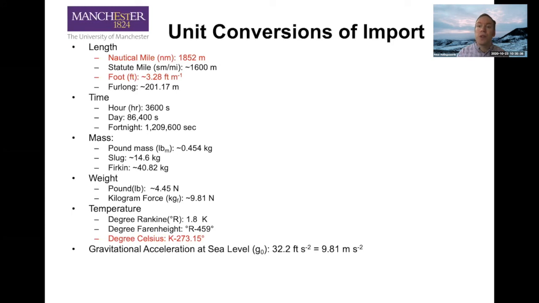Fortnight, a day, an hour. Something to remember, a day is 86,400 seconds. Comes in really handy when you're doing certain aircraft environmental metrics. And then, of course, we have our conversions between our relative and our absolute temperatures. And the big one to remember is the difference between Kelvin and degrees Celsius: 273.15 Kelvin to get to 0 degrees Celsius.